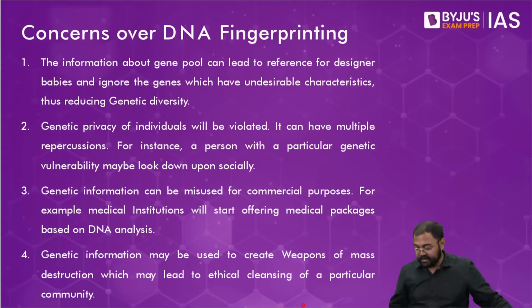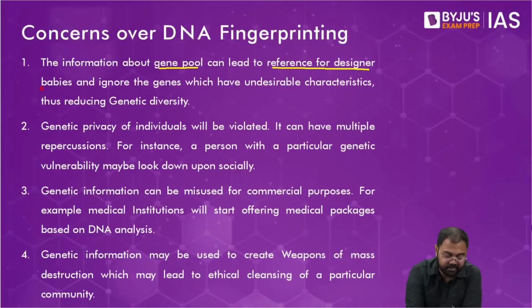But at the same time, there are certain concerns with regard to DNA fingerprinting also. For example, information about the gene pool can lead to a reference for designer babies. And that is something that can happen. Let's say the genetic information about people or the public in general is available. Then we'll always be looking for those superior genes. We might want our children to be born with superior genes, and we are free to define these superior genes in whatever way we want.